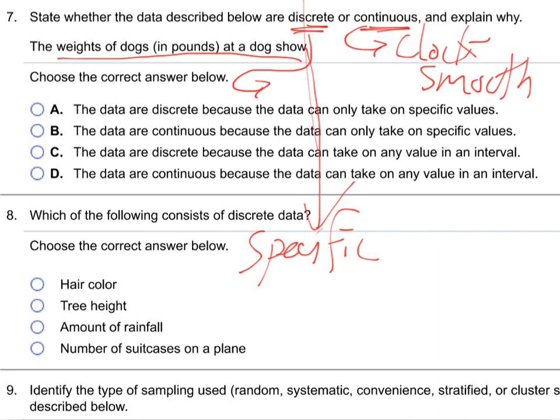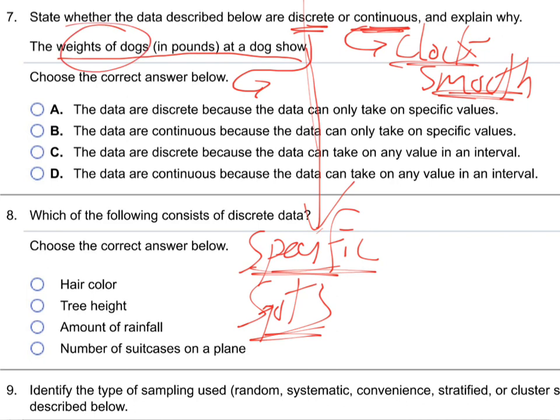So discrete is specific spots. That's discrete. Continuous is a smooth clock. It's not jump, jump, jump, jump, jump. It's just continuously, always moving. All right, so which one is weight? Weight can be anything, can't it? If you say my dog weighs 5 pounds, does it weigh exactly 5 pounds? Maybe it's 4.93, but is it exactly that? Is it 4.9321? Really, real life weights are smooth. It's continuous. The data are continuous here because it can take on any value.